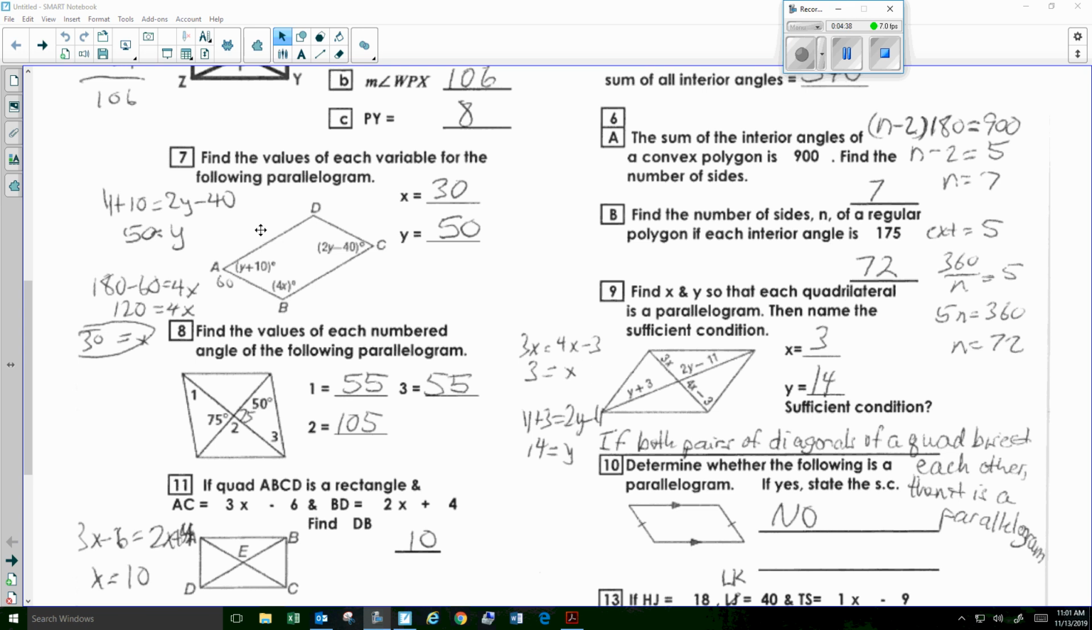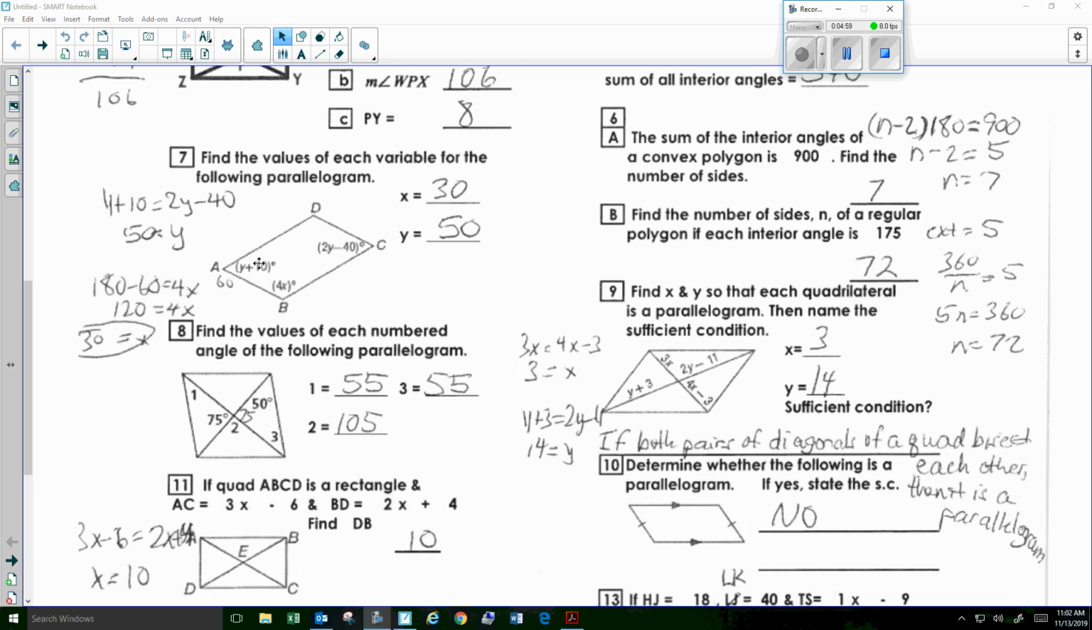Number 7. Find the value of each variable for the following parallelogram. Again, remember, in a parallelogram not only are opposite sides parallel and congruent, but opposite angles are congruent as well. And remember, this is parallel lines cut by a transversal, so same side interior angles are supplementary.